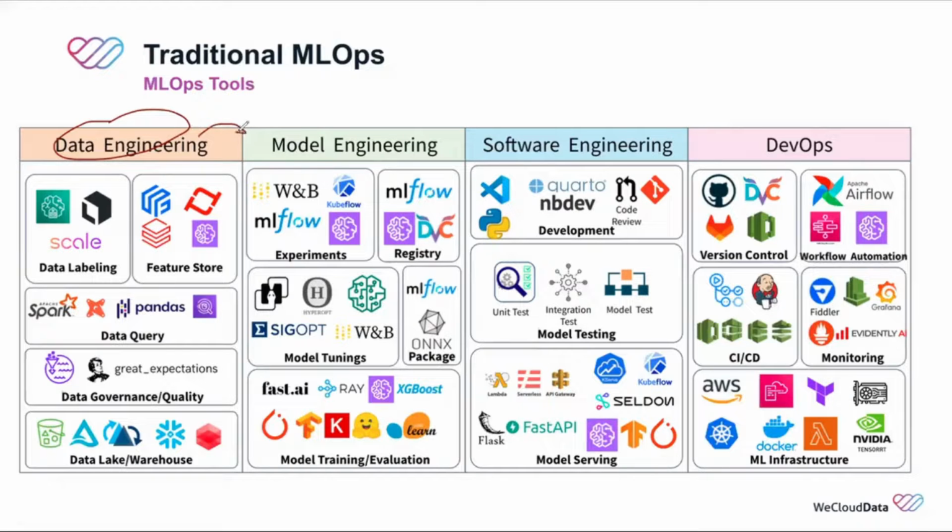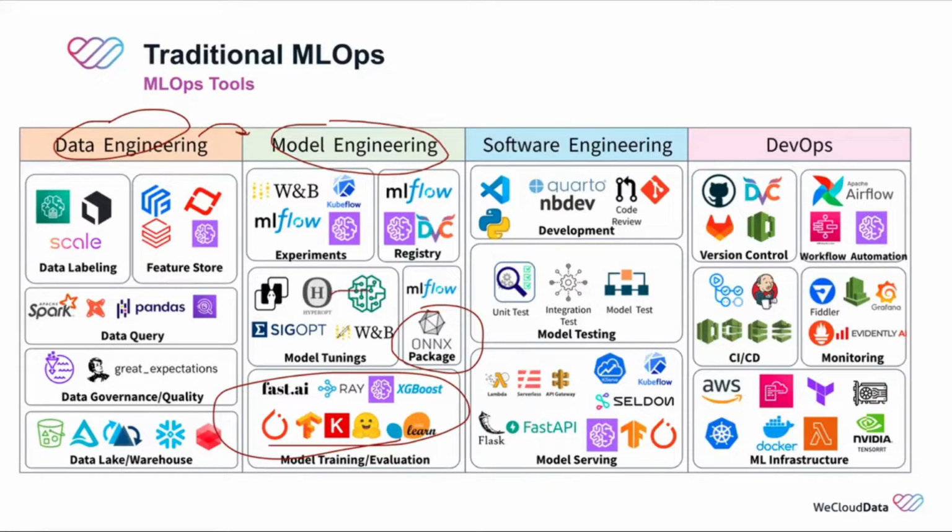And after that, you need to do model engineering. This is where the data scientists spend most of their time, right? Working with different frameworks to train and tune models. But when you put things in production, you also focus on model packaging, right? All the model artifacts, where you store them, how you structure the folders, right?